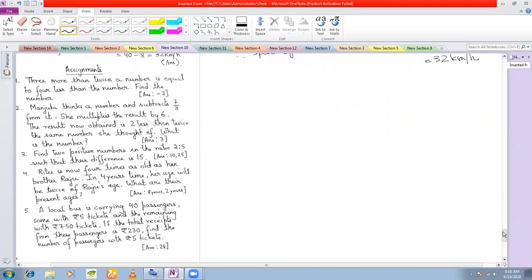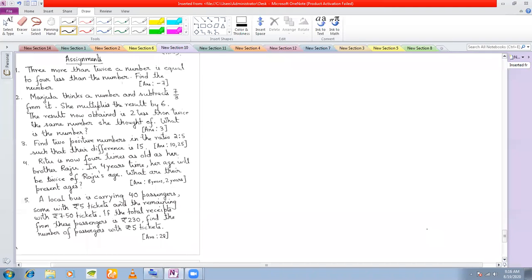So let us now move on to the assignment questions. I've given you 5 questions. The first question here is: 3 more than twice a number is equal to 4 less than the number. Find the number. Now here you have to understand the statement. First of all, if I assume the number to be x, then what happens? 3 more than twice a number.